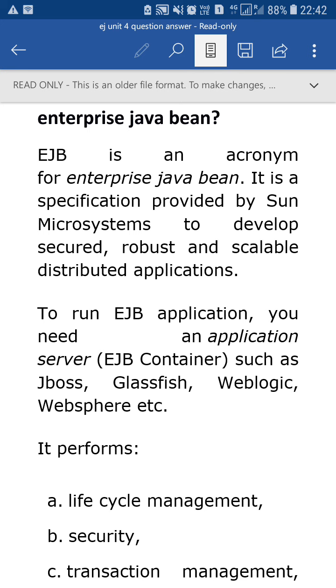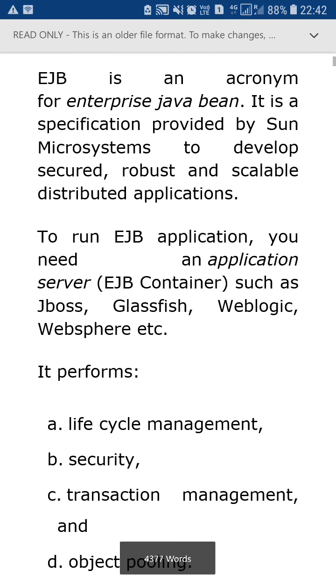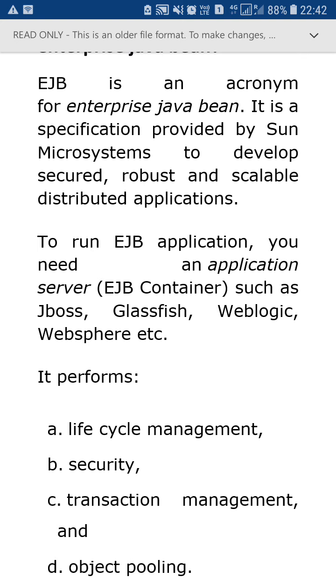So what does EJB provide us? Basically it performs life cycle management, security, transaction management, and object pooling. These are all the functions these EJB applications can perform. This EJB specification is provided by Sun Microsystems to develop secured, robust, scalable, distributed applications.